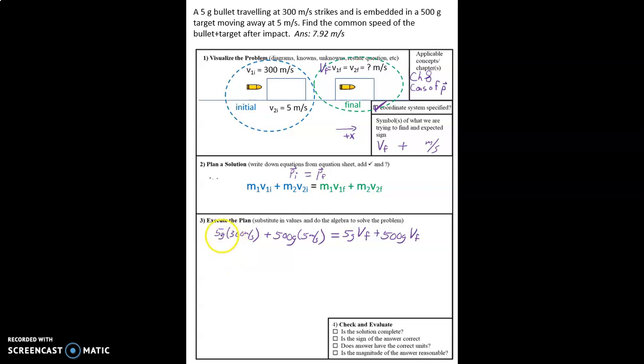Then we can look here and we've got grams, so that's not an SI unit. You could think we need to convert that into kilograms, but that's not true. We can leave it right in grams, and we get gram meters per second, and then here we get 2500 gram meters per second, and that's equal to 505 vf. So we did a little bit of algebra there. Just like if we had 5x plus 500x, we could get 505x. Same thing here.